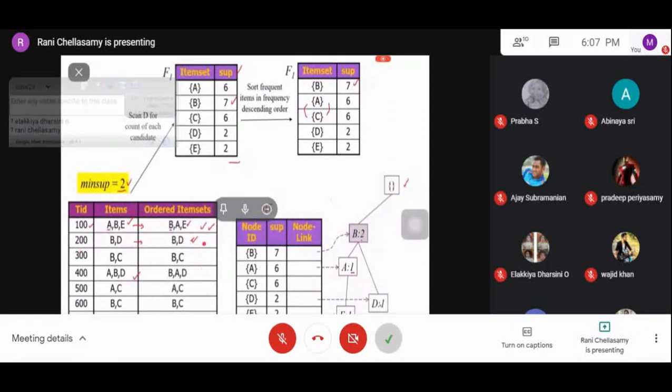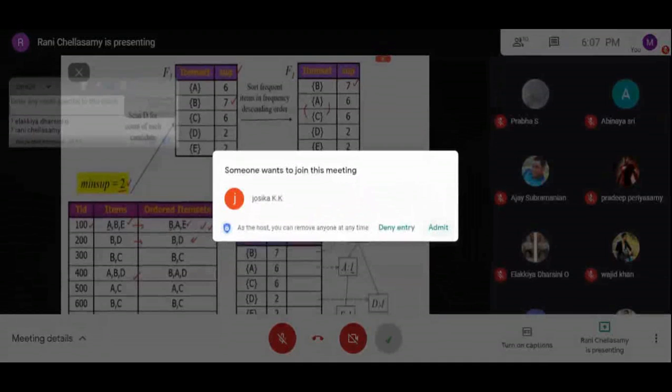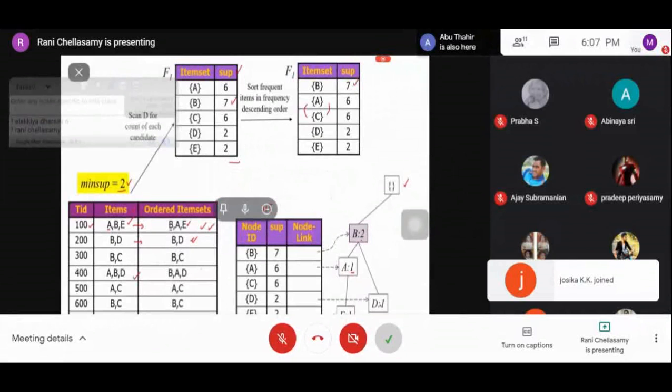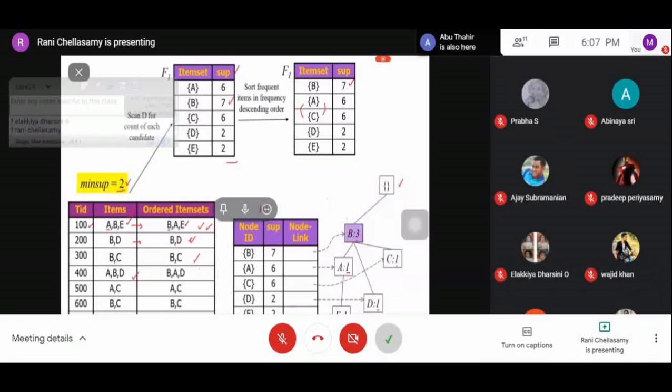Next, move on with the third one. Starting with B, you have to draw the next item, this C. See, from the root there is B here, so you can increase the count of B. It increases from 2 to 3. And you can draw a C branch. See here, the C branch has the support count 1. From C, with the dotted lines, you can make a link to the C. Thus we have completed this third transaction.